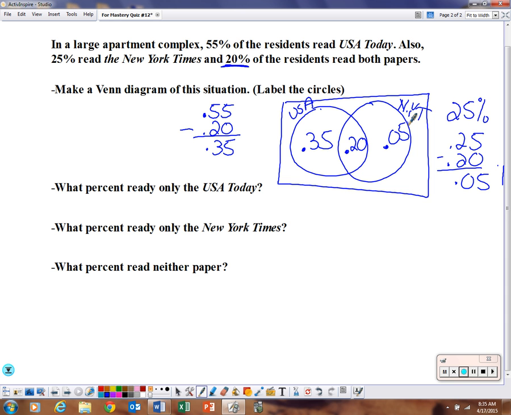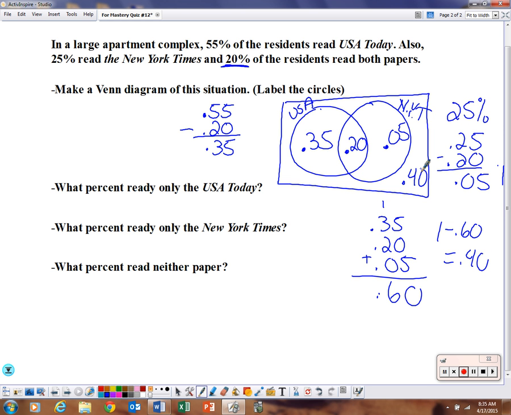Now, we're not done because there are some people in this apartment complex that do not read any newspaper. So we have to figure out what's left. So the 0.35 and the 0.20 and the 0.05, those add up to 0.60. Okay? So remember your probability rules. The sum of the probabilities are supposed to add up to 1. Well, 1 minus the 0.60, we have 0.40 left, so that will go there.